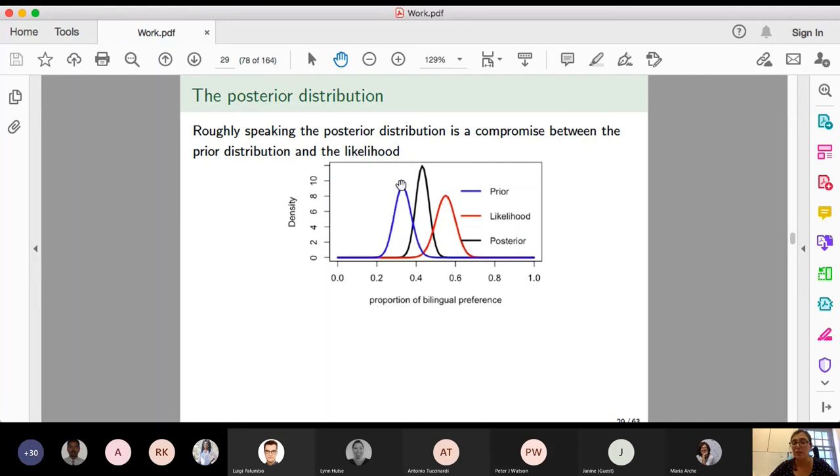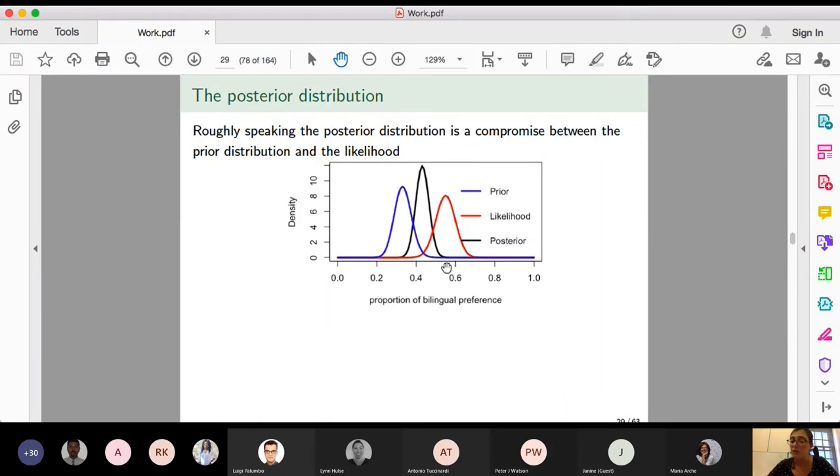So we combine the prior. The blue is representing the distribution of the proportion before we observe the new data. So just what we know up to now is expressed there. And it looks like I used a distribution that has a mean around a third, 0.33. This is what I thought before. Now I collect my new data, and 55 parents say they prefer bilingual education out of 100. So the maximum likelihood estimator was 0.55.